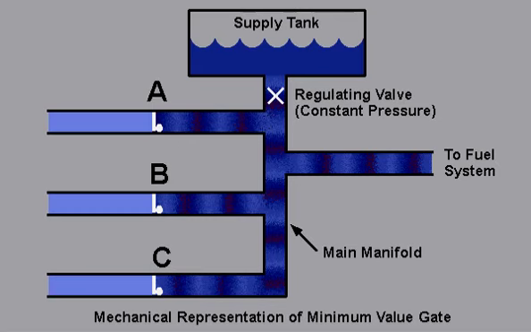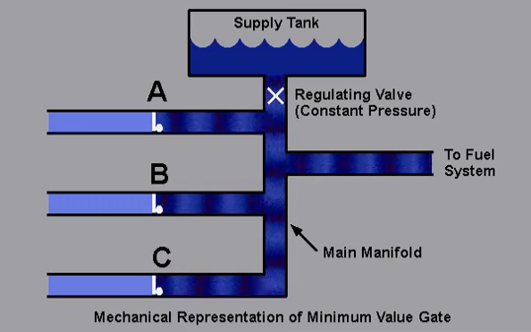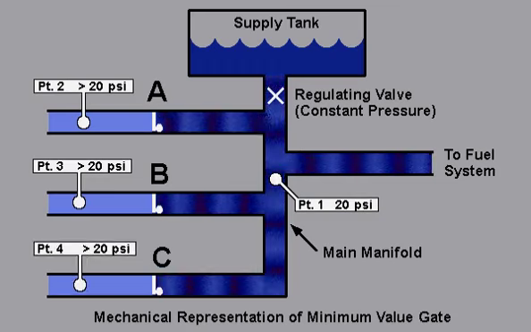In this analogy, a fixed pressure to the main manifold is provided by the supply tank. The pressure at the main manifold can be regulated by the check valves A, B, or C. For example, the pressure at point 1 is considered constant at 20 psi. If the pressure at points 2, 3, and 4 are higher than 20 psi, then there will be no control of the pressure at the main manifold. If the pressure at point 2 decreases to 18 psi, and the pressure at points 3 and 4 remain the same, then the pressure at the manifold will be brought down to 18 psi, and System A is controlling.